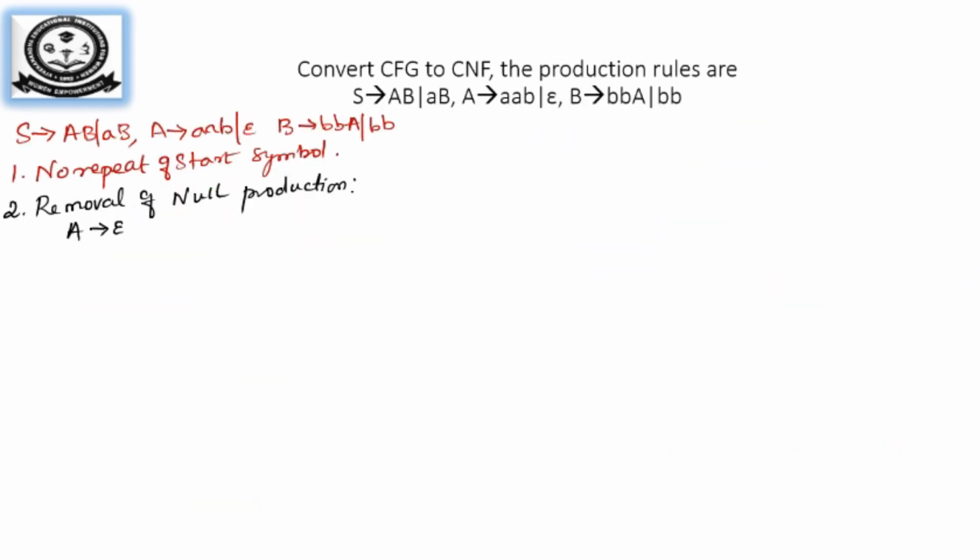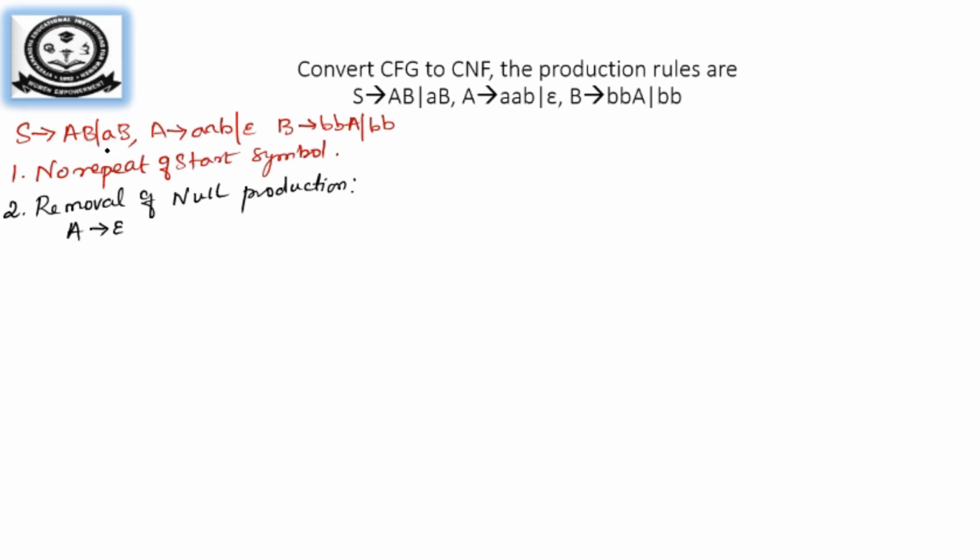So let us see a next example. You have a production rule here. From the production rule, you can see there is no repetition of the start symbol, so there is no need of creating a new start symbol over here. But what is the problem here? Which are the rules that are violating the Chomsky normal form?